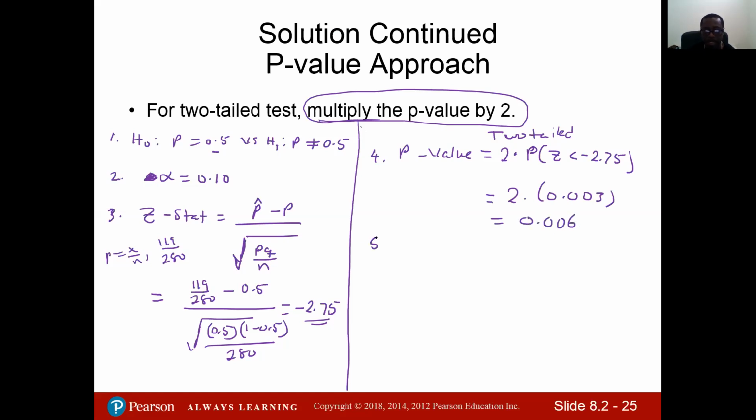And so what is my decision? Because the p-value is less than alpha, which is 0.10, this is the p-value here, and your alpha is less than or equal to that, we reject H0. And what is our conclusion?